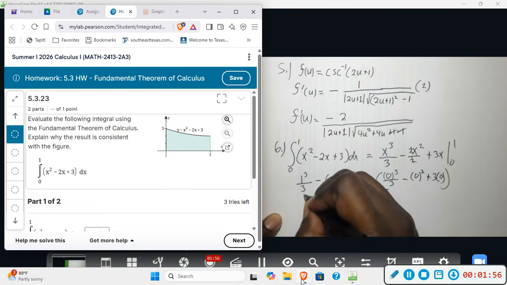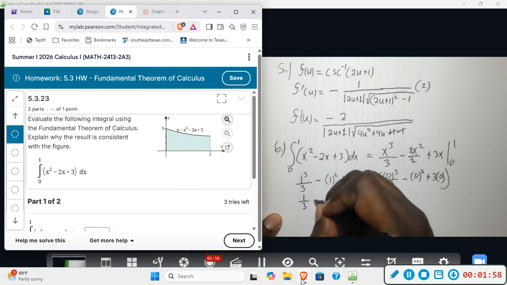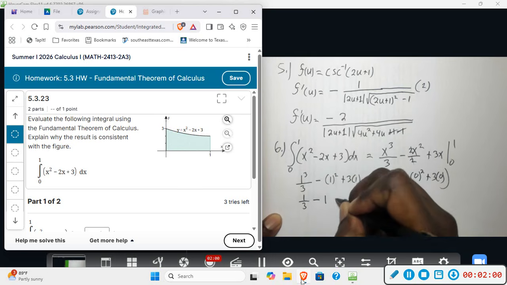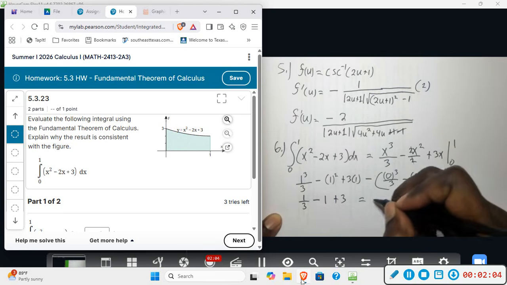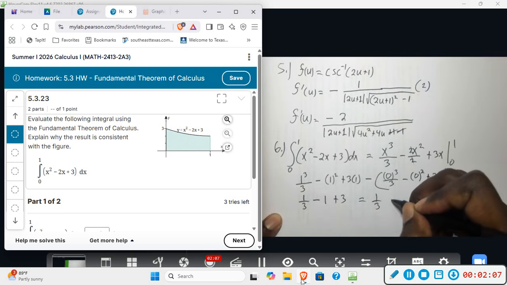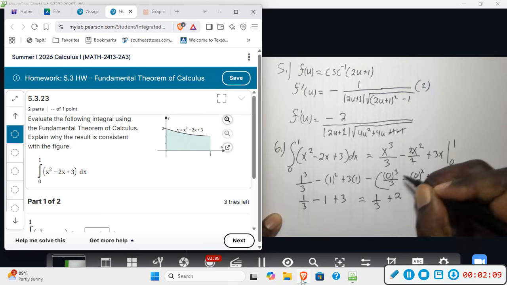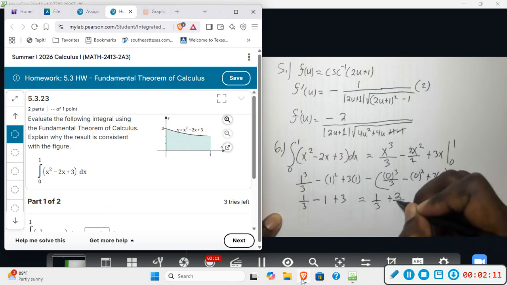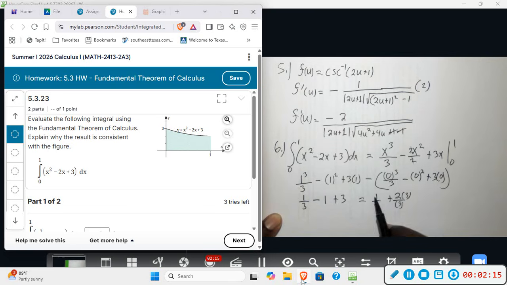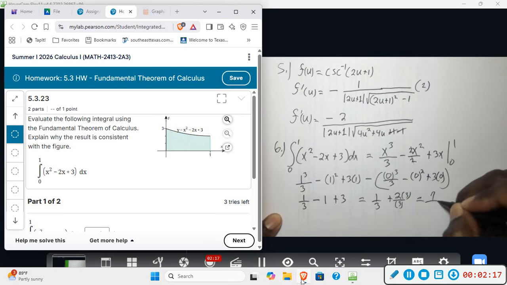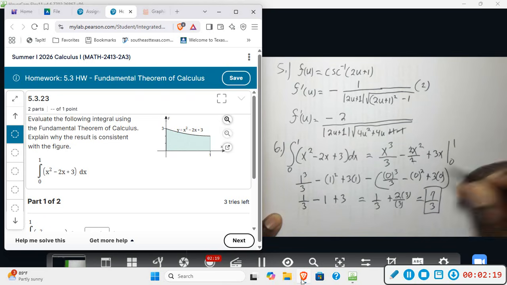This gives me 1/3 minus 1 plus 3. So this will give me 1/3 plus 2, and then get a common denominator, times 3 times 3. That will give us 6 plus 1 is 7/3, which would be our area.